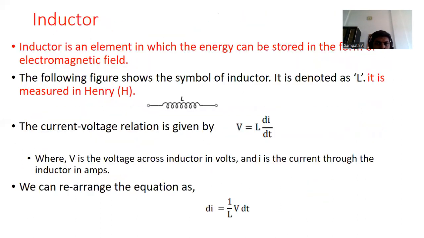And the next one is the inductor. It is also a reactive component. It can also store energy, but in electromagnetic form. Capacitance stores the energy in electrostatic form. Inductance stores the electrical energy in electromagnetic form. Here the equation for current through the inductor is 1 by L into integral of V dt.